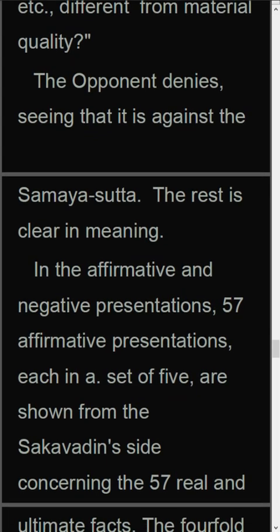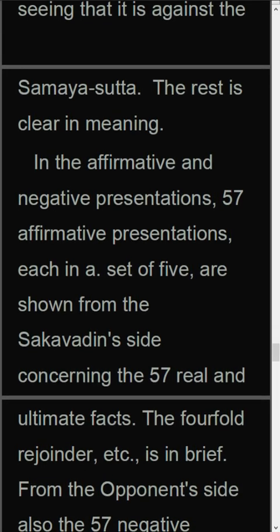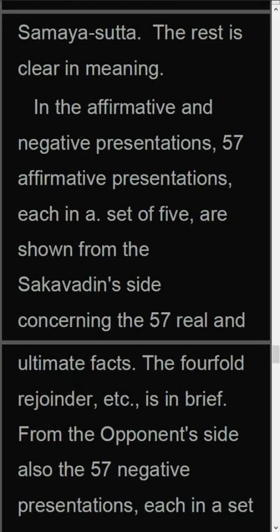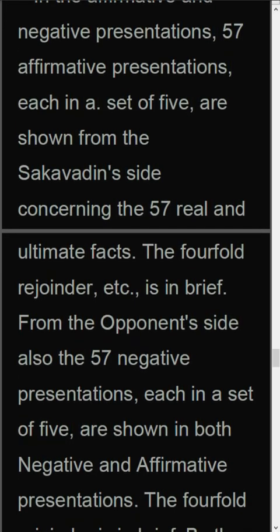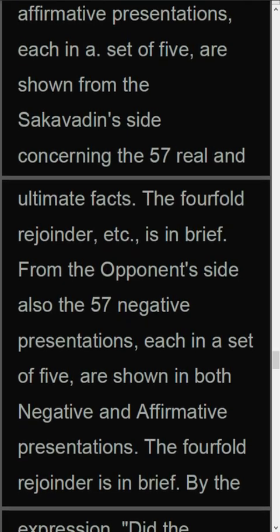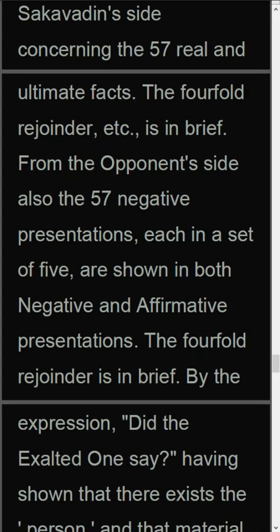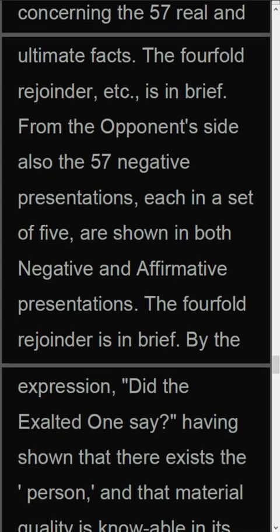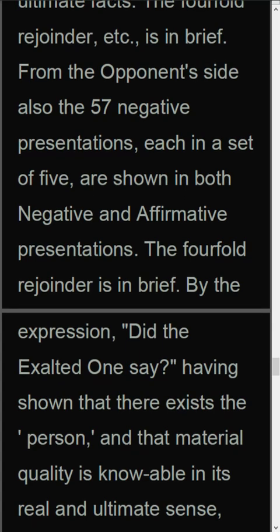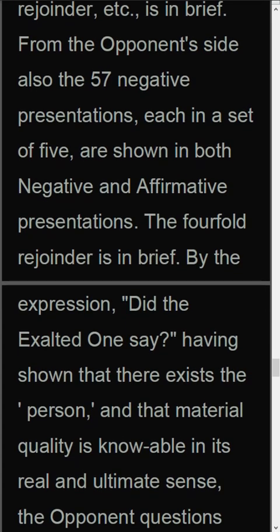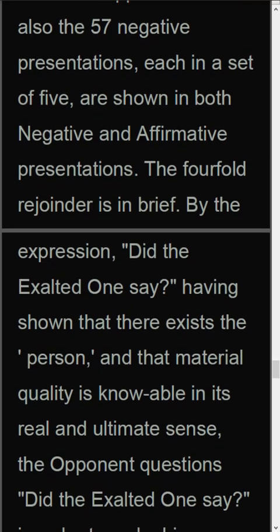In the affirmative and negative presentations, 57 affirmative presentations, each in a set of 5, are shown from the Sakavadin side concerning the 57 real and ultimate facts. The fourfold rejoinder, etc., is in brief. From the opponent's side also the 57 negative presentations, each in a set of 5, are shown in both negative and affirmative presentations. The fourfold rejoinder is in brief.